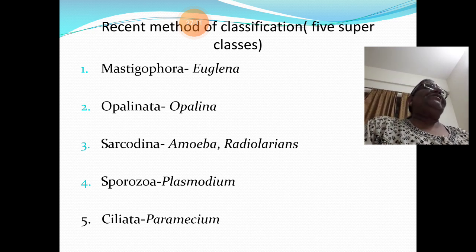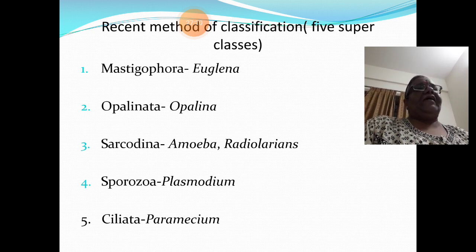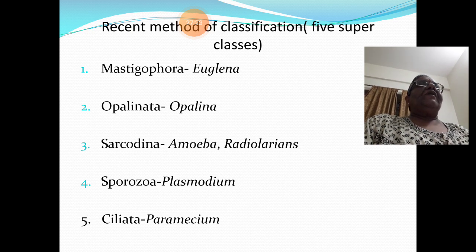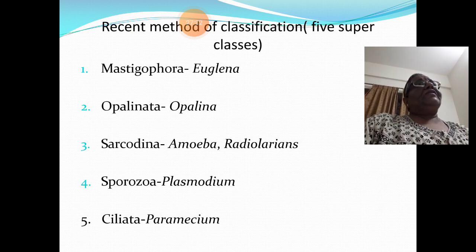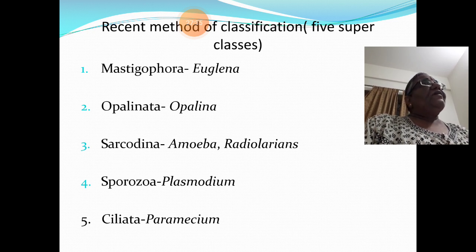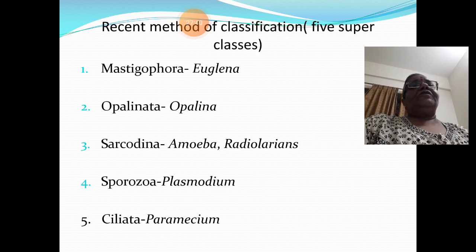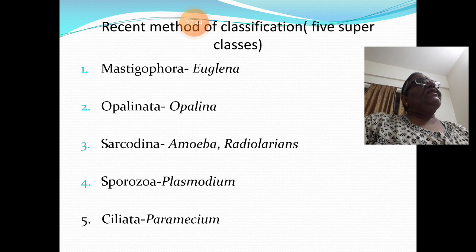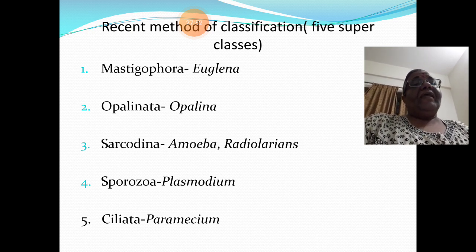So students, till now I have taught you the general characters of the phylum Protozoa, then classification of the phylum up to the level of classes according to the previous method of classification, and classification of the phylum into superclasses according to the recent method of classification. Hope I have made myself clear. So with this, I complete the chapter on general characters of Protozoa and classification up to the level of classes with suitable examples.